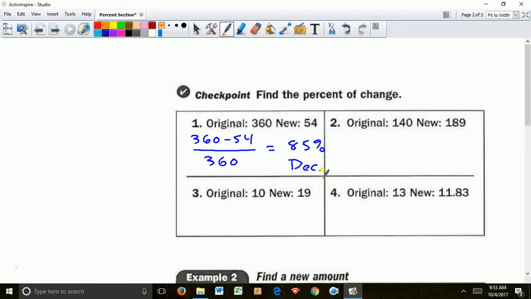Number 2, you've got the original 140 going to 189. We can see that's an increase. So here you take 189 minus 140 divided by 140. If you simplify that, you do get 35%, and this does represent an increase.